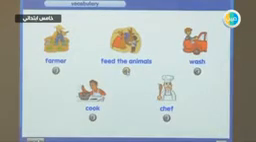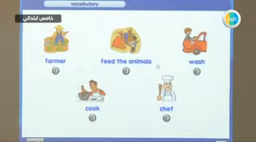Feed the animals. The farmer feeds the animals. The chef cooks. Cook. So the verb cook is for the chef. The chef cooks food, and the farmer feeds the animals.